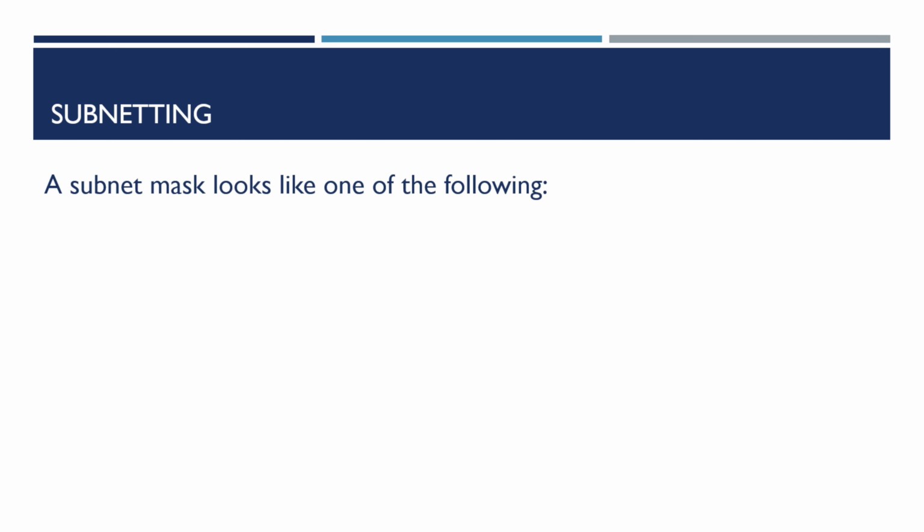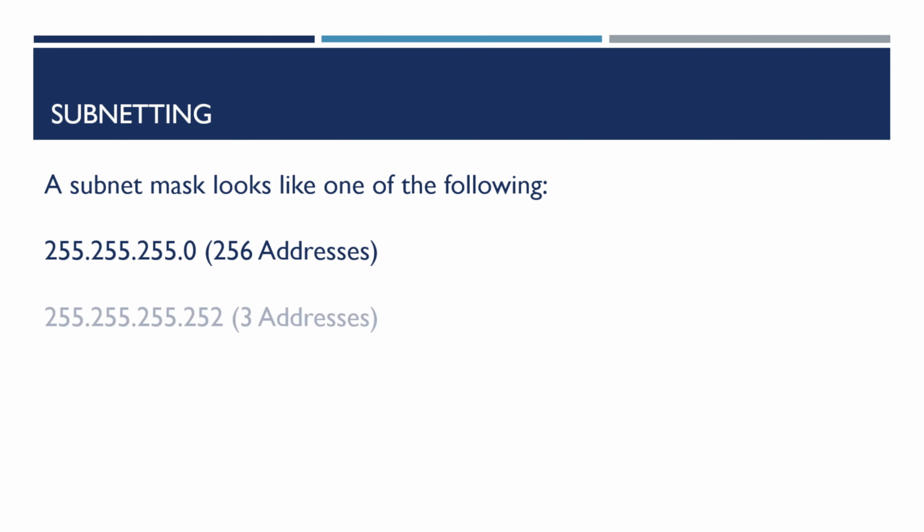A subnet mask may look like one of the following: 255.255.255.0. Again, we discussed there's 256 options, everything starts at 0. That size has 256 addresses. A subnet mask such as 255.255.255.252 has 3 usable addresses. Again, everything that is marked with a 1 is unusable. Everything that's marked with a 0, or those last 3, are usable.